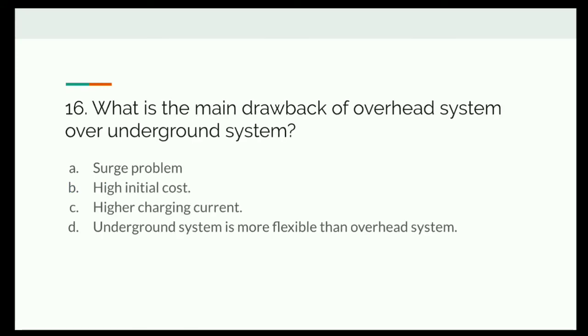Next question. What is the main drawback of the overhead system over the underground system? Option A, source problem; B, high initial cost; C, higher charging current; D, underground system is more flexible than the overhead system. And the correct answer is source problem.